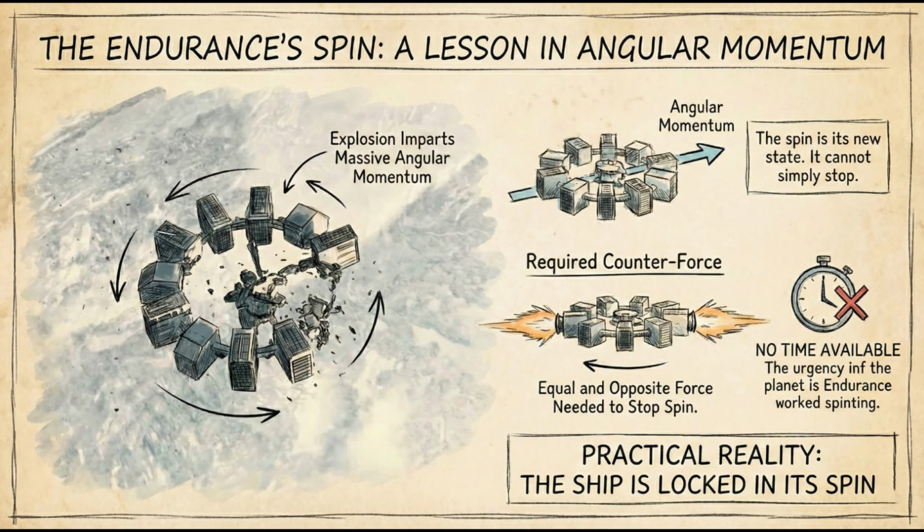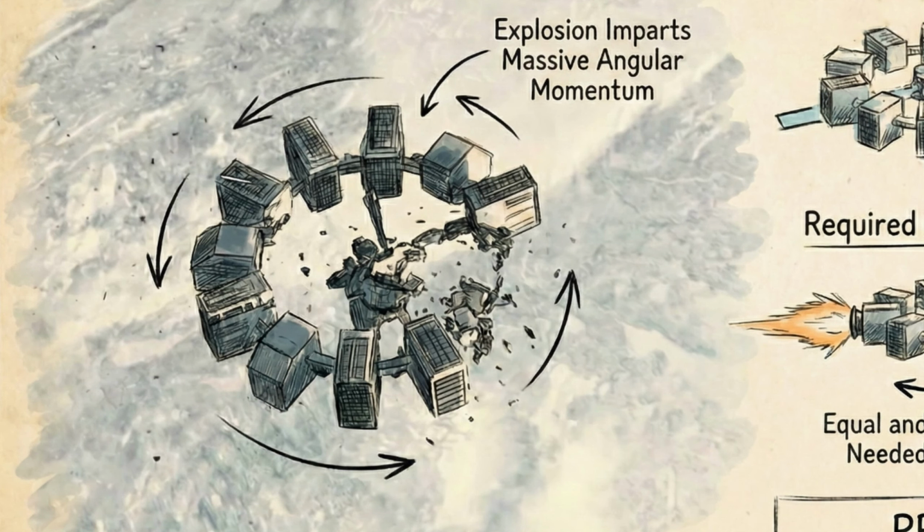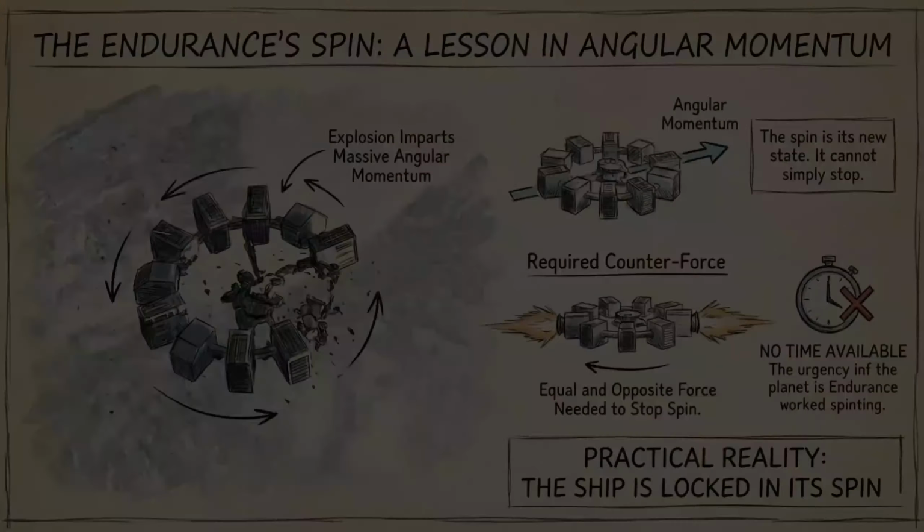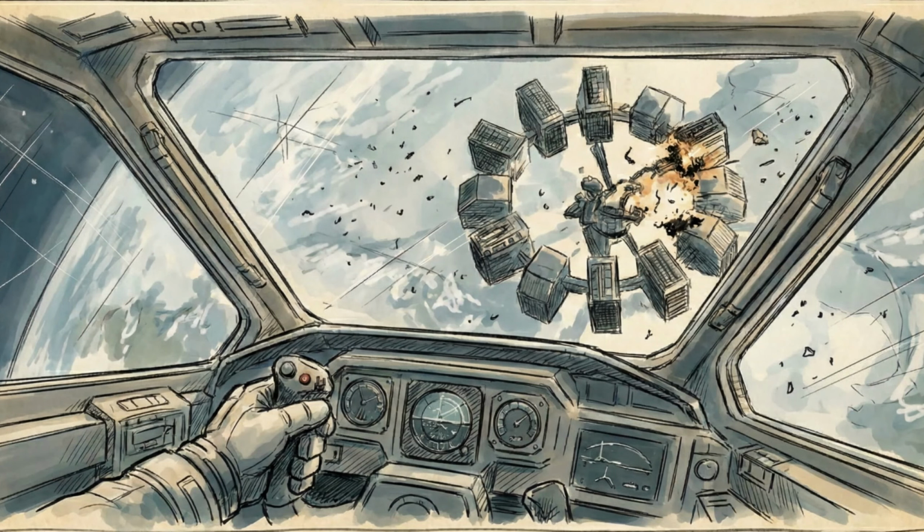Here's what this means practically. The Endurance can't simply stop spinning. The explosion gave it massive angular momentum. The only way to stop it is to apply an equal and opposite force, but they don't have time for that. So Cooper has to match the spin.